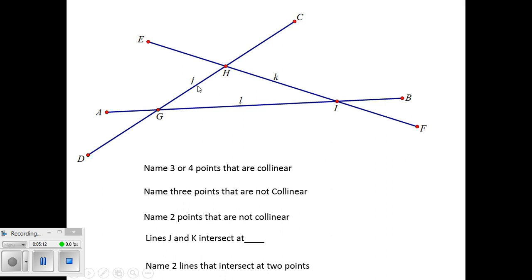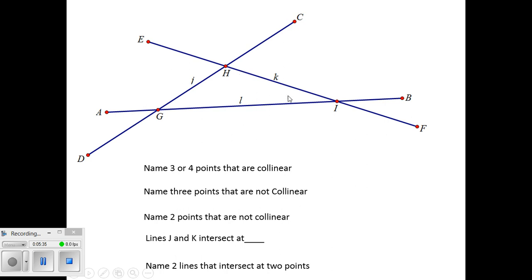Lines J and K. Here I name the line with one letter because I've superimposed that scripted J there to imply that's line J. Otherwise, we could refer to line J as line GH, line DG, line DH, or any 2 points that are on that line.